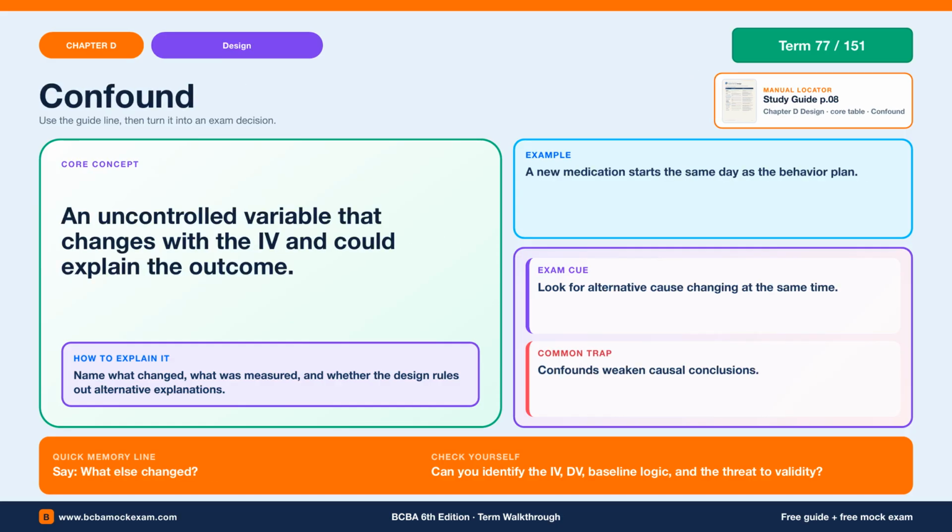Confound. A confound is an uncontrolled variable that may explain the behavior change. For example, an intervention starts the same week a medication changes. Now it is harder to know what caused the behavior change. The exam cue is an alternative explanation. The trap is ignoring timing. If another major variable changed at the same time, causation is less clear. Memory line. A confound is a competing cause.